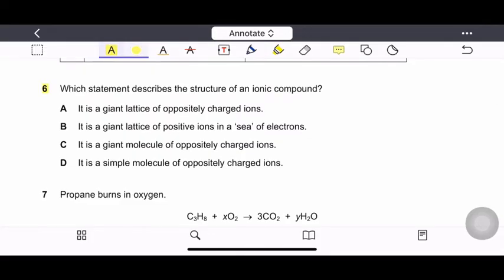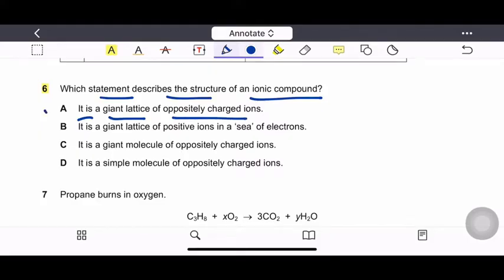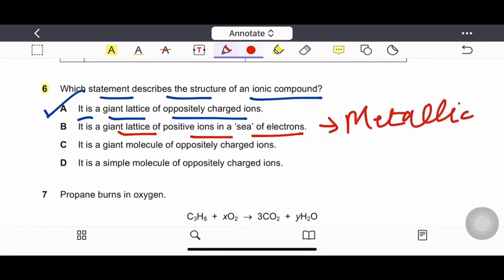Question 6. Which statement describes the structure of an ionic compound? It is a giant lattice of oppositely charged ions. Exactly, the statement is correct. Second statement, it is a giant lattice of positive ions in a sea of electrons. This one is metallic bonding. Third one, it is a giant molecule of oppositely charged ions. It is not a molecule. It is a simple molecule of oppositely charged ions. It is not a molecule. So option A is correct.